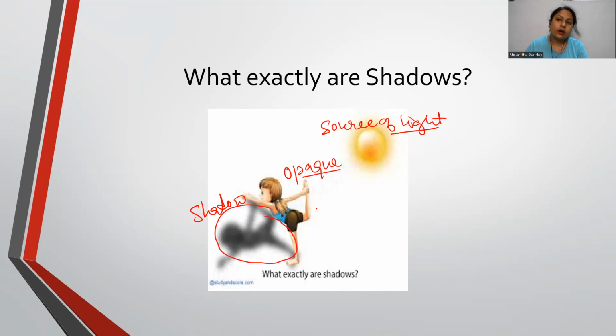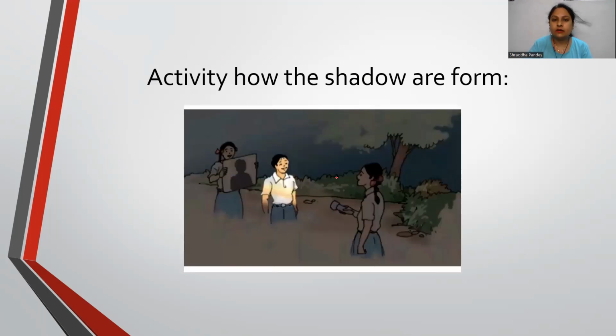But what else does the shadow require? We will find out with one activity. Make a group of three friends. Go to an open ground in the evening. One friend holds a torch, and another friend goes and stands in front of the friend who is holding the torch.